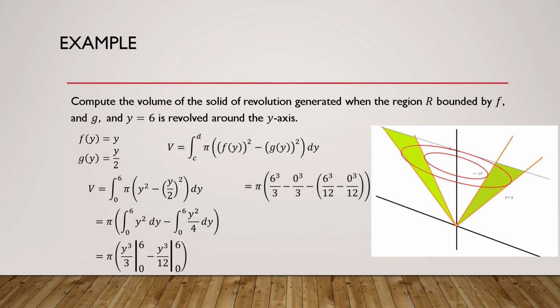From here we get pi times the quantity of 6 to the third over 3 minus 0 to the third over 3 minus the quantity of 6 to the third over 12 minus 0 to the third over 12. We simplify to get pi times the quantity of 216 over 3 minus 216 over 12, or pi times the quantity of 72 minus 18, which equals 54 pi, or 169.65 cubic units of volume.